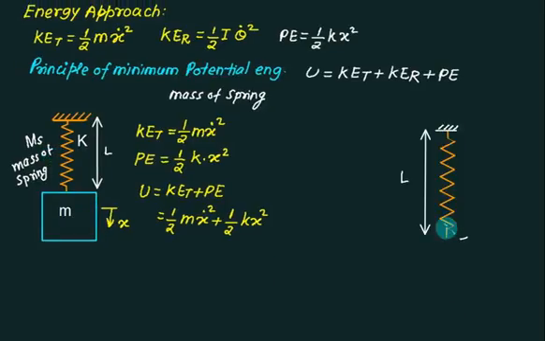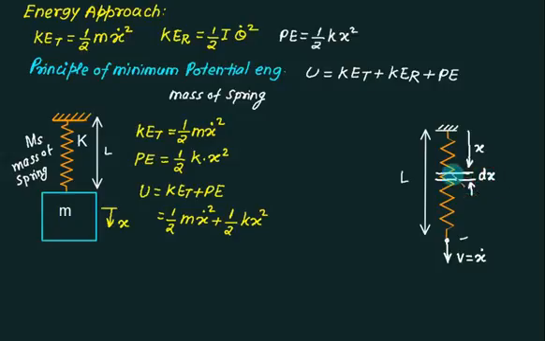This spring of mass ms, let us assume it is moving downward with a velocity v, which is equal to x dot. Now this mass ms is distributed over the entire length, so I will consider one small section at a distance x and thickness dx.